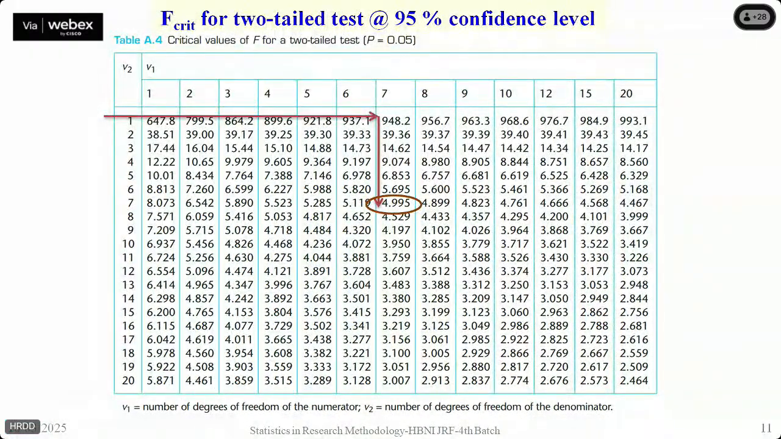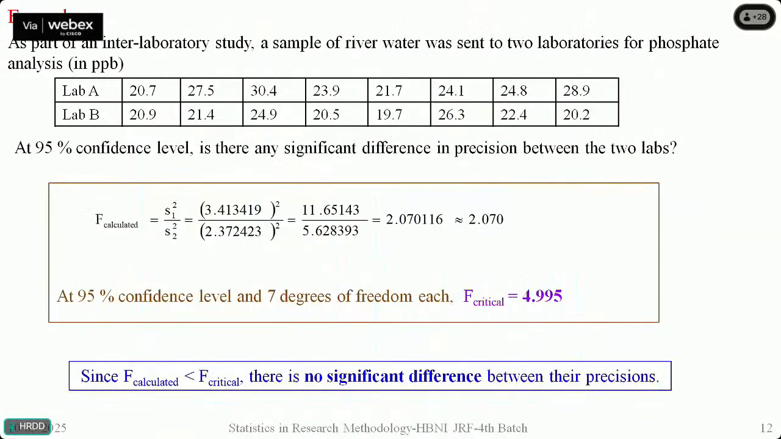How many measurements were there? 8, for both A and B. So the degree of freedom is the number of measurements minus 1. That is right, for both it is 7. So we go 7 points right, 7 points down.